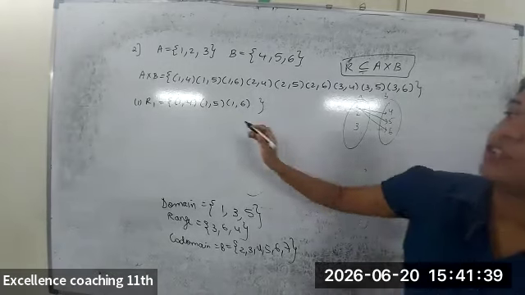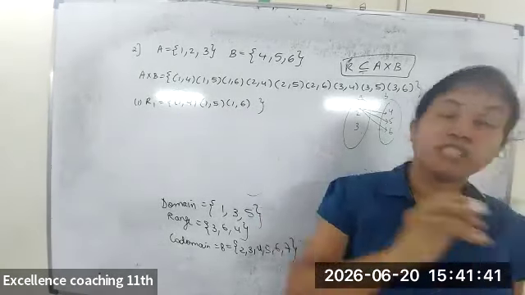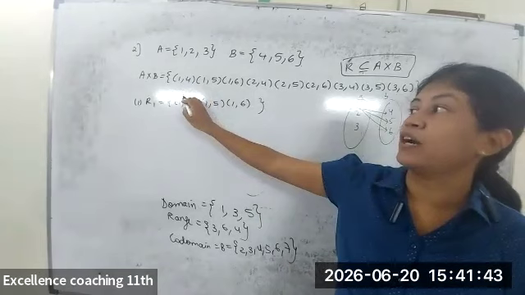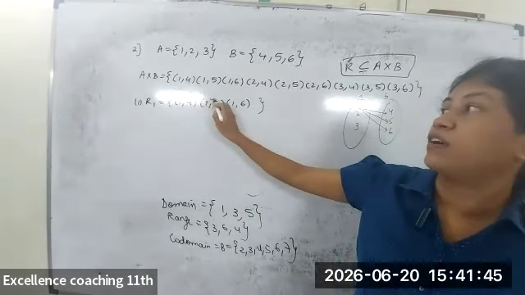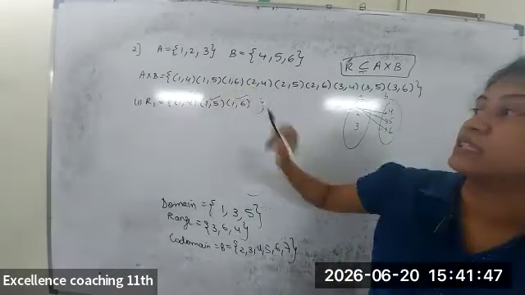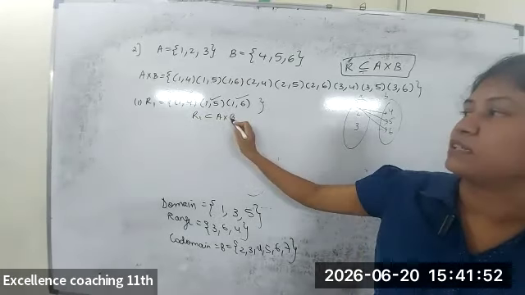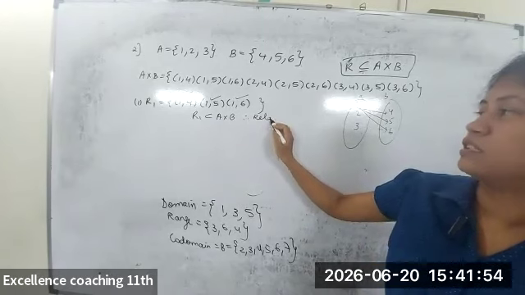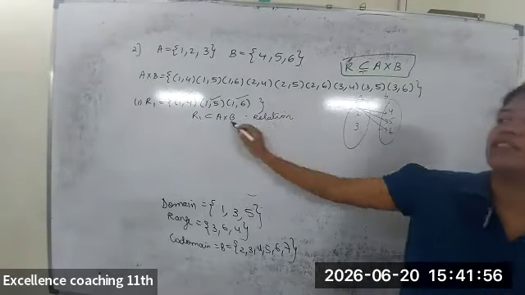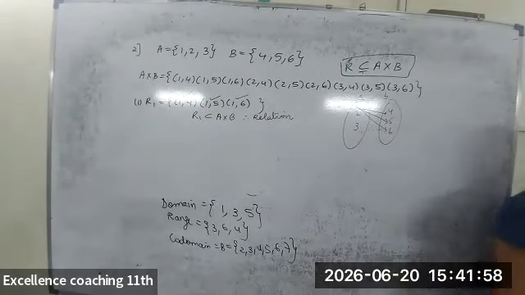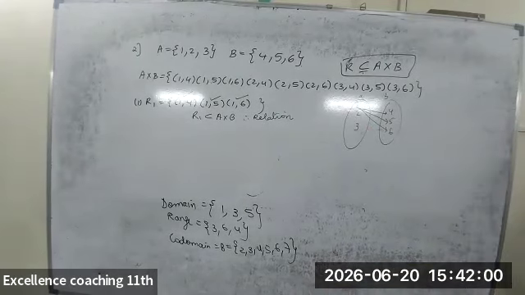And using the definition, if you want to check, you can directly check from there. Is 1, 4 a part of this? Yes. 1, 5? Yes. 1, 6? Yes. So R1 is a subset of A cross B. Therefore, it is a relation. This is the definition. So this is easier rather than drawing the arrow diagram every time and checking.